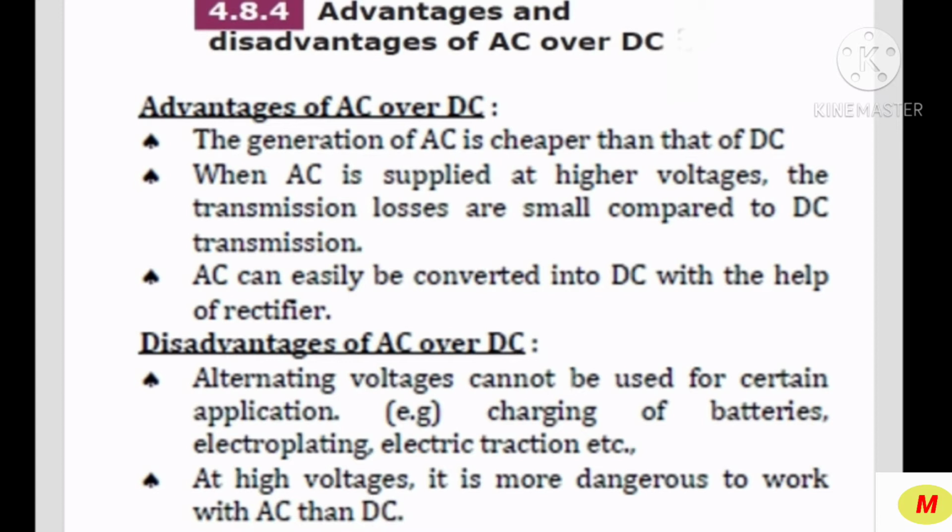Next one is about disadvantages of AC over DC. Alternating voltages cannot be used for certain applications, for example, charging of batteries, electroplating and electric traction, etc. At high voltages, it is more dangerous to work with AC than DC. These are some disadvantages of AC over DC. So this is very important for 3 marks.